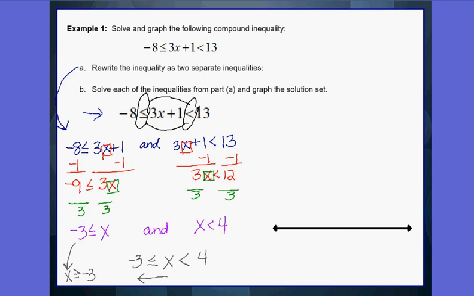Now it's time to graph our solution set. We need to be sure that we include -3 on our number line, as well as +4. So -3, -2, -1. This is 0, 1, 2, 3, 4. Okay, I should have a closed circle on -3 because -3 is included in this solution set. And I should have an open circle on 4. We also need to include all of the values between them.